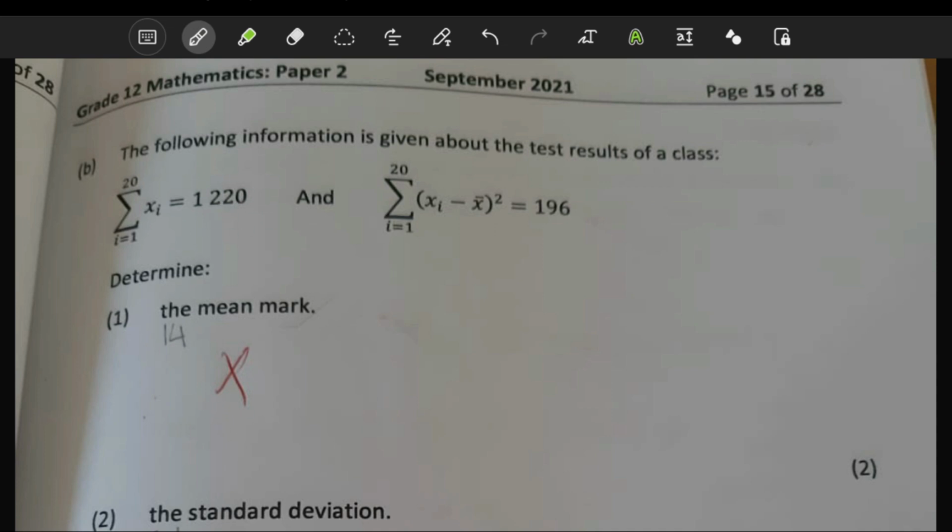So them asking us to get the mean, it's just going to be the 1220 divided by 20 people. That's going to give you the mean mark. So let's see what the mean mark is in the calculator over here. According to the calculator, 1220 divided by 20, that's just 61.